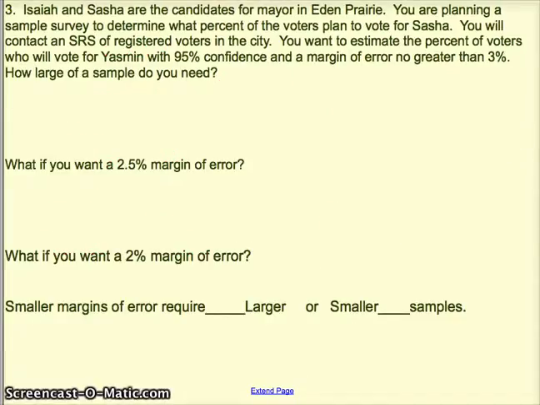Well, let's say we didn't want 3%, but we wanted 2.5% instead. Reminder up here, for a 3% margin of error, our sample size is going to be 1,068. So speculate, what do we need, a bigger sample or a smaller sample? Well, it should be somewhat clear to you at this point that if I want a smaller margin of error, I'm going to need a bigger sample size. I'm going to talk to more folks.